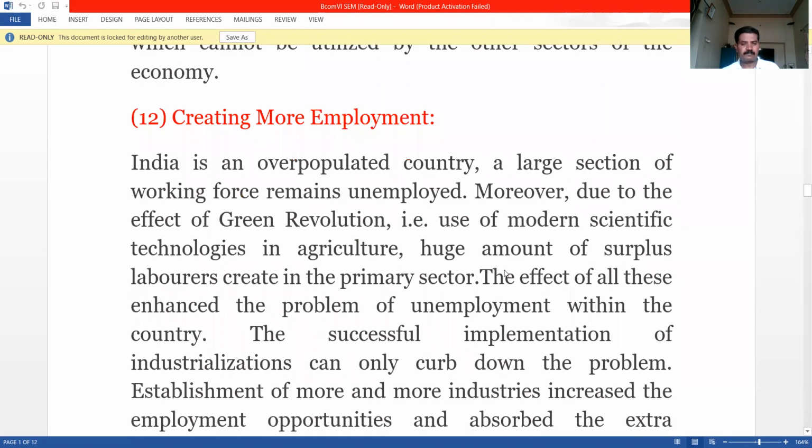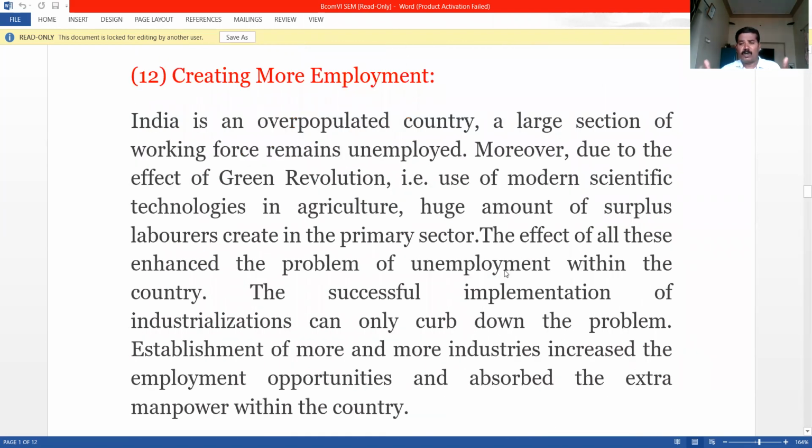Next one, creating more employment opportunities. India is an overpopulated country. A large section of the working force remains unemployed.